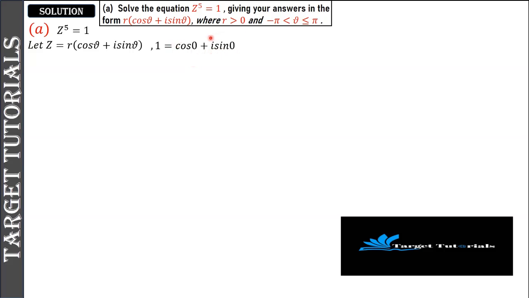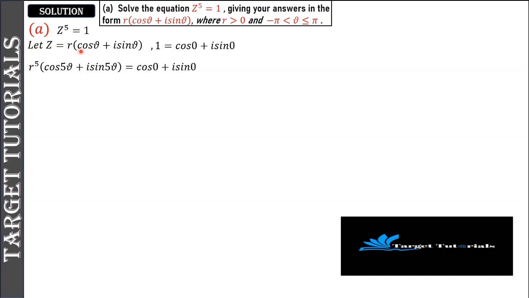Why am I doing this? I'm putting this condition because we are trying to equate these two expressions. That is, letting z be equal to this expression and putting 1 to be equal to cos 0 plus i sin 0. I'm simply going to apply de Moivre's theorem on this z, and at the end I'm going to equate it with the expression of 1 in terms of the trig function, that is cos 0 plus i sin 0.